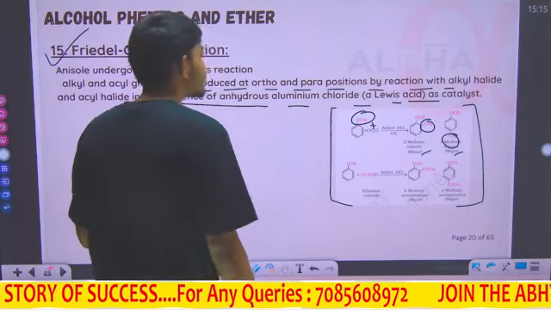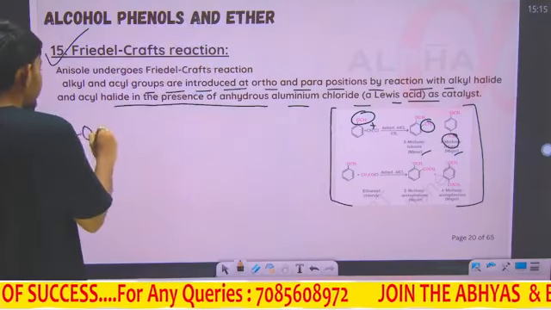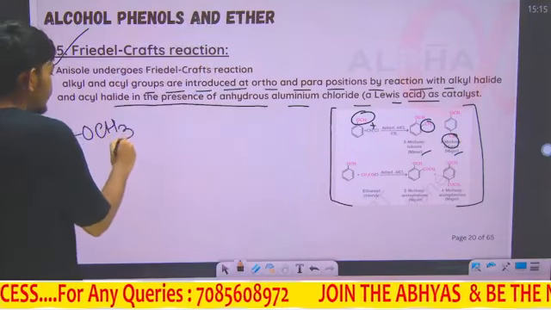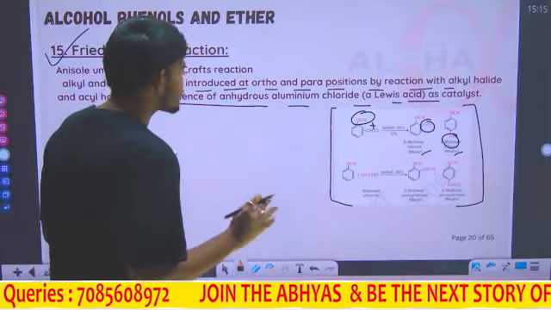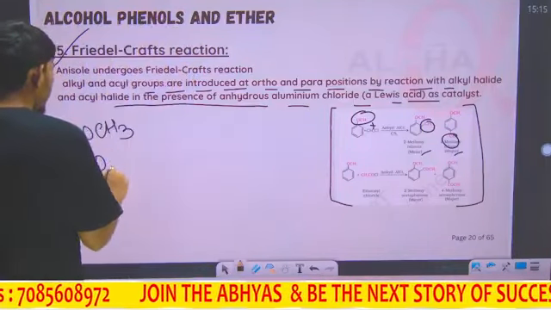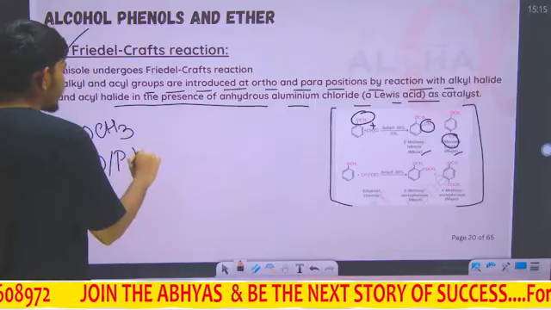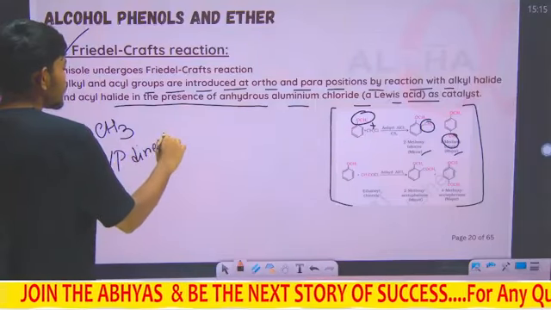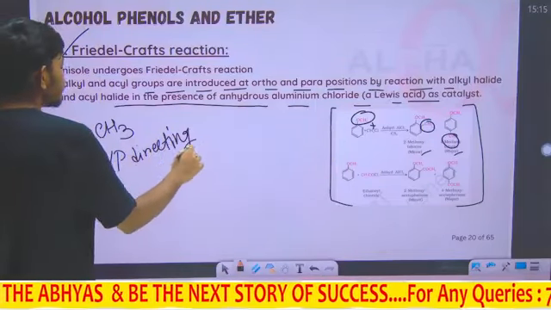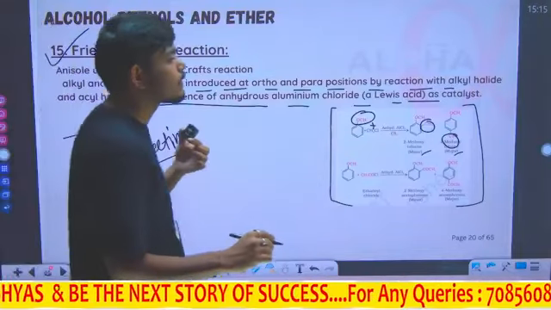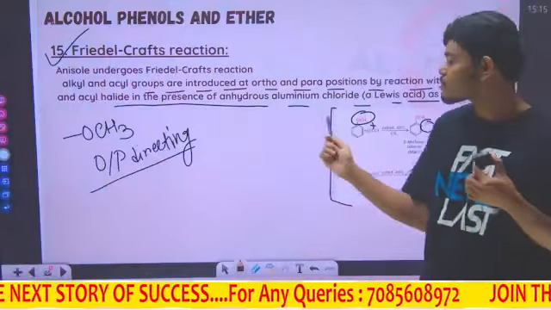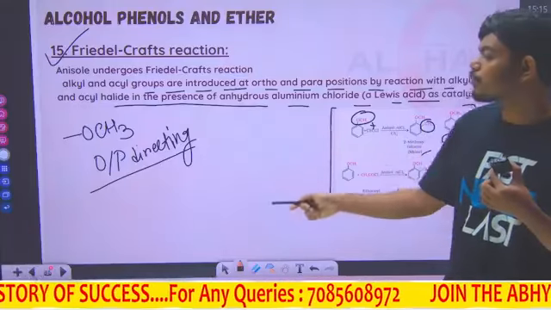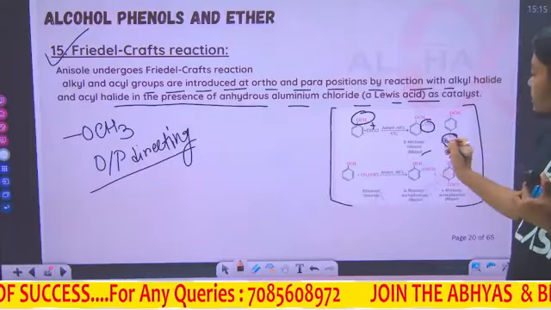And one thing from this, you can write in your copy, that is your OCH3 group is OP directing. You can write this in your copy, because in conversion you may have doubt how to add the electrophile. So in case OCH3 is present in the benzene ring, it will be at O and P position.